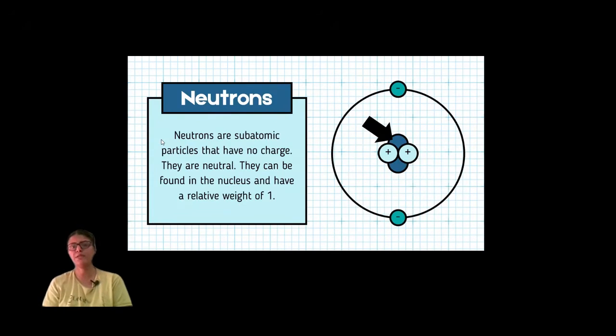Next particle is neutron. Neutrons are subatomic particles that have no charge. I have already explained that neutrons are neutral. Neutral means positive and negative charge will be equal. So because of that, we can say neutrons are neutral. They are also found in the nucleus and the weight will again be 1.